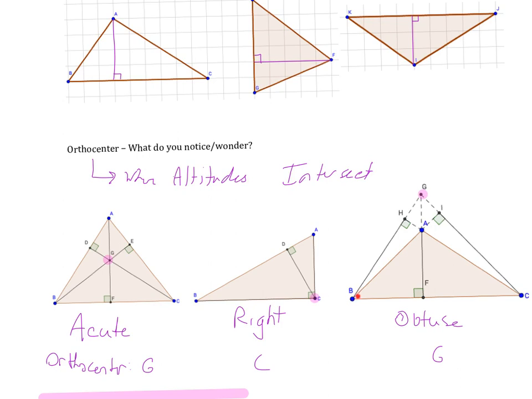And this one is interesting because where are these going to intersect? It doesn't look like they're going to intersect at all. But if we extend the line, where they intersect is going to be point G. And for every obtuse triangle, this point is going to lie outside of the triangle.